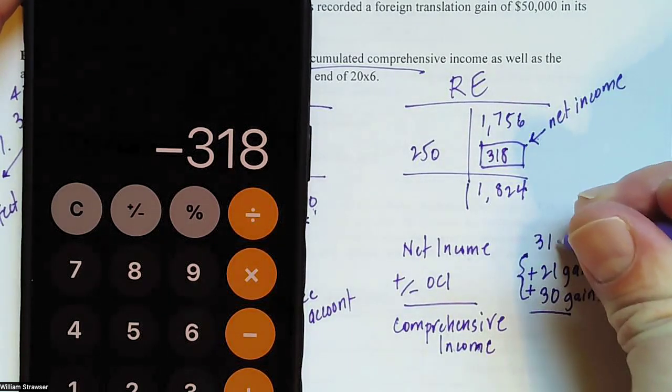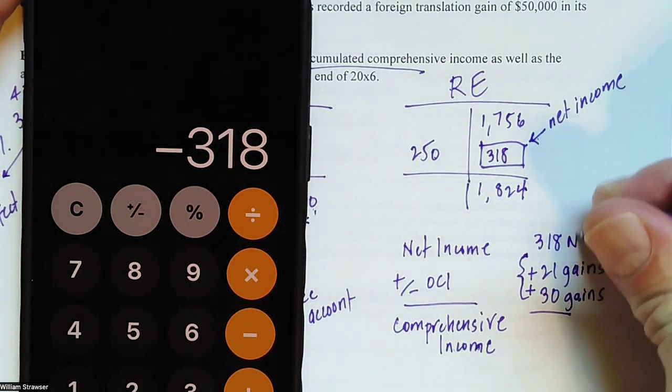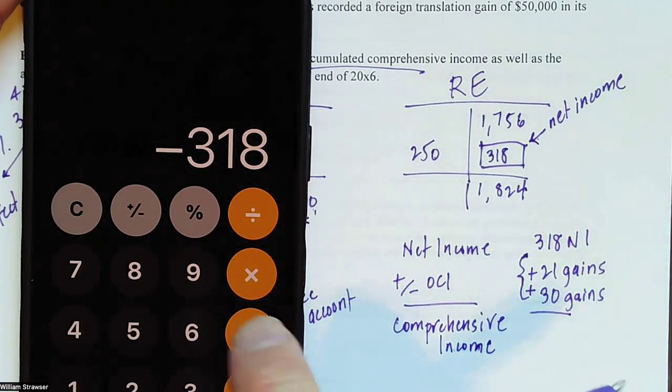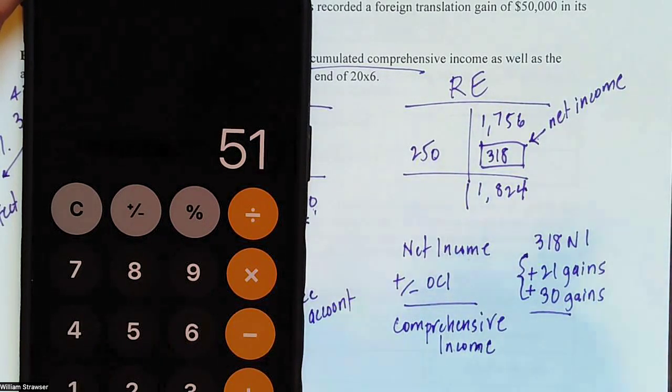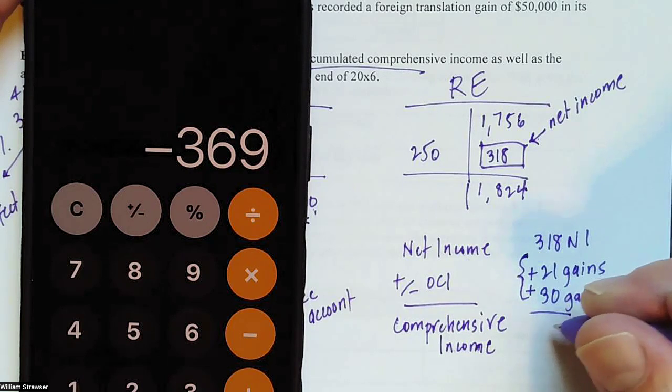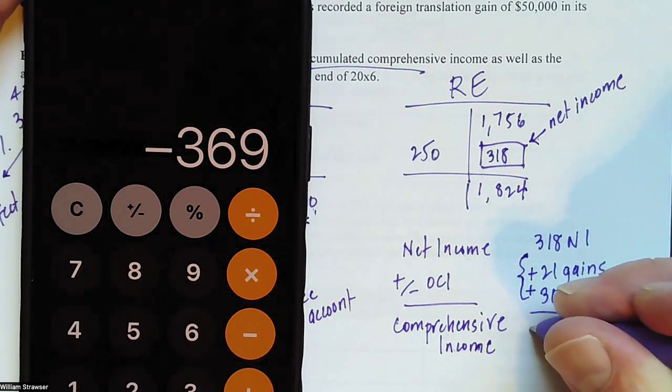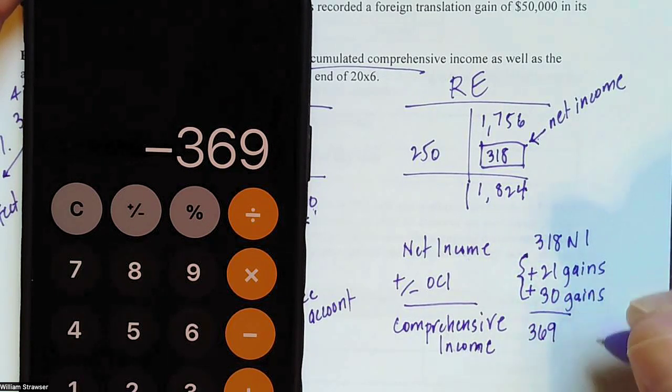That's where I start. I add these two gains to it, which will have a cumulative effect of 51. And that brings me to 369. This is my comprehensive income.